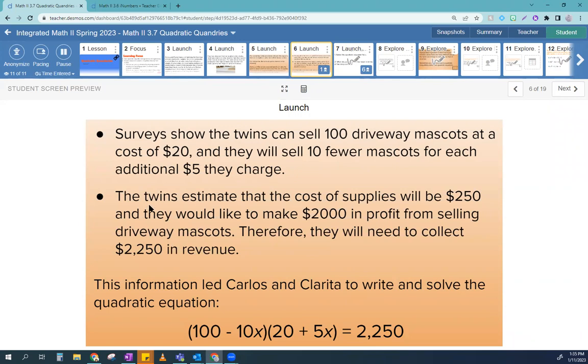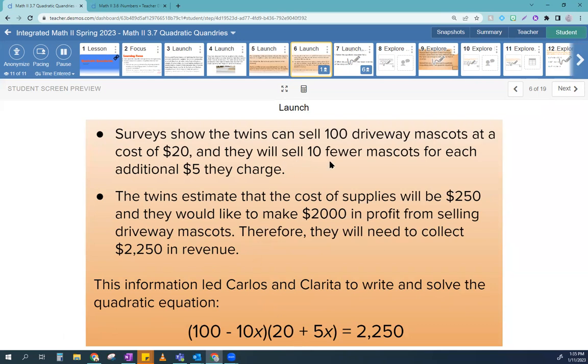The twins estimate that the cost of supplies will be $250, and they would like to make $2,000 in profit from selling driveway mascots. Therefore, they will need to collect $2,250 in revenue. So revenue means the money that comes in. Oh, I'll explain that in just a second. Good question. This information led Carlos and Clarita to write and solve this equation. Boom.